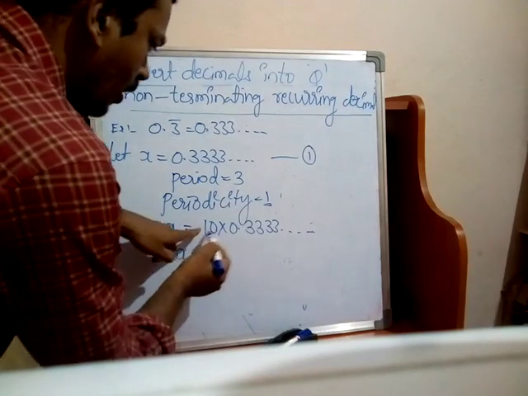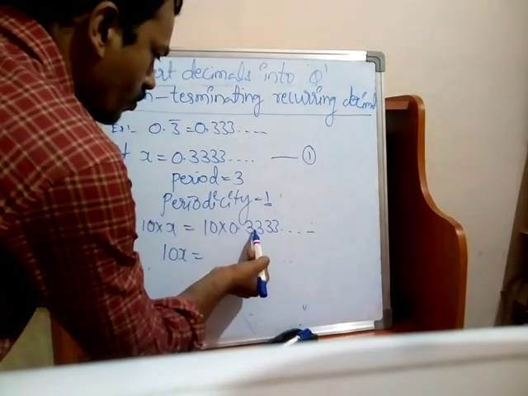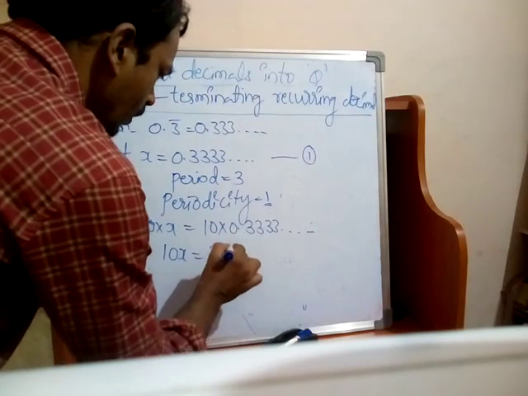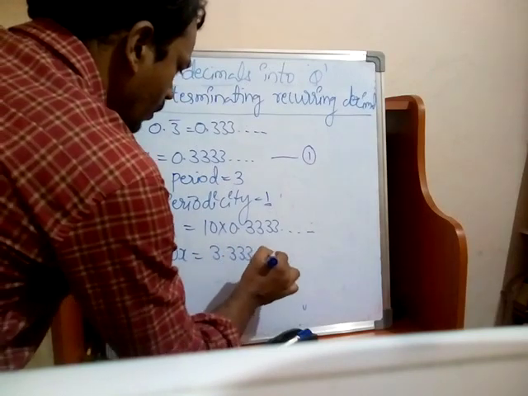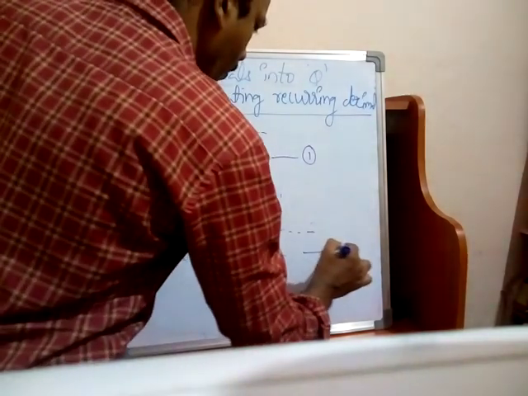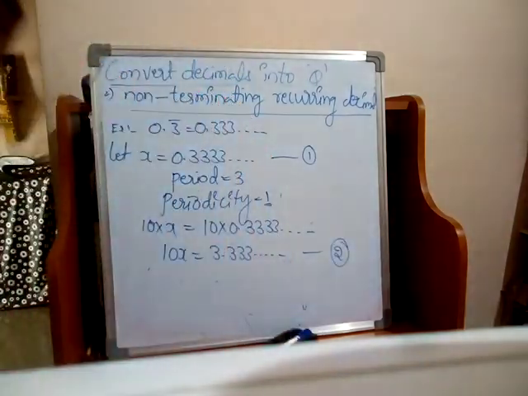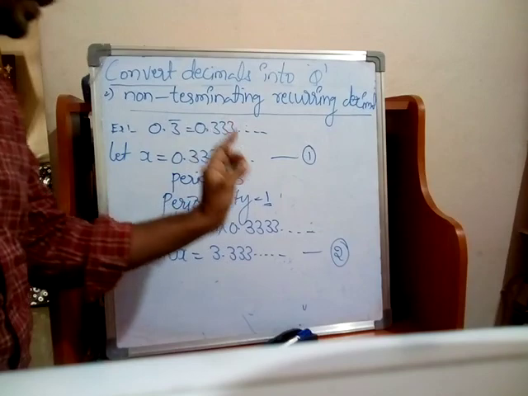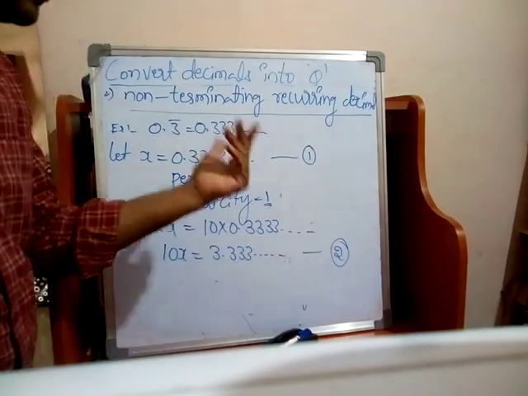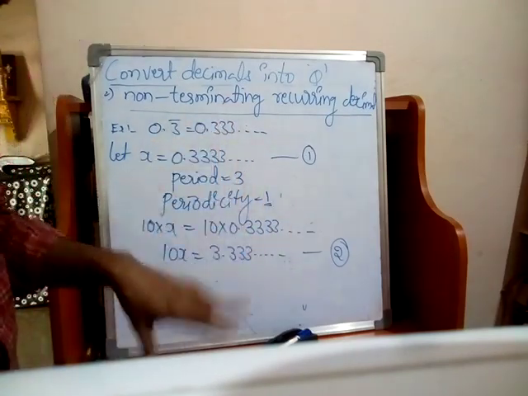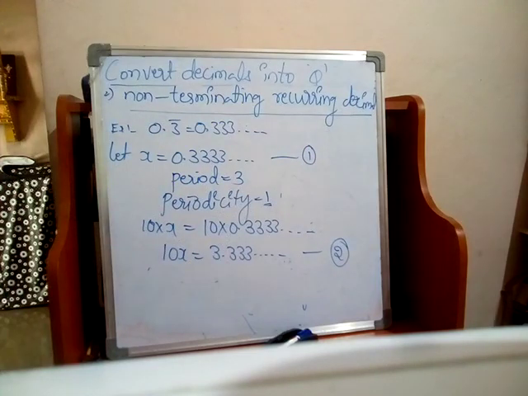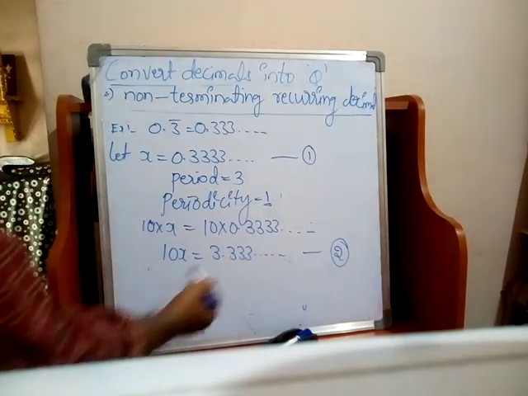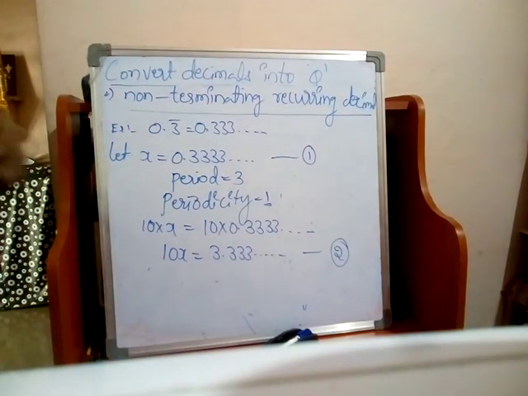That is equal to, multiplying with 10 means the decimal moves one digit, so 3.333 like this. Okay, so this is the second equation. Understood? Here periodicity is 1, so multiply with 10. If periodicity is 2, multiply with 100. If periodicity is 3, multiply with 1000. So 10x is equal to 3.333 and so on.